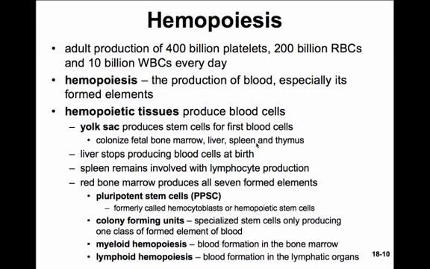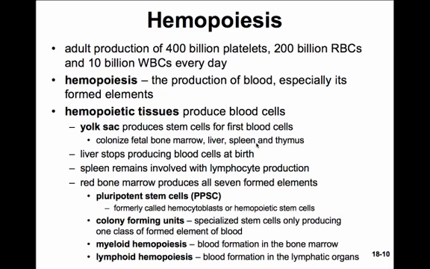Those will eventually migrate into the embryo proper and colonize the fetal bone marrow, the liver, the spleen, and the thymus. Now, the liver produces blood cells during development and ceases doing that at birth. The spleen will remain involved only in lymphocyte production in adulthood. The red bone marrow produces all 7 formed elements throughout life.